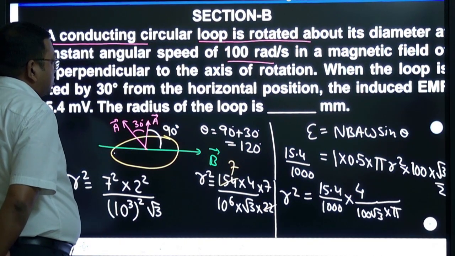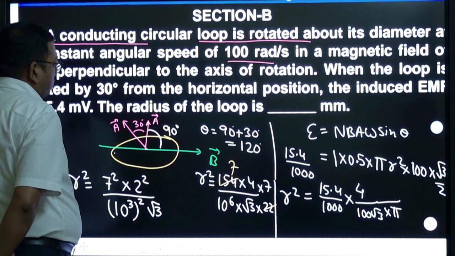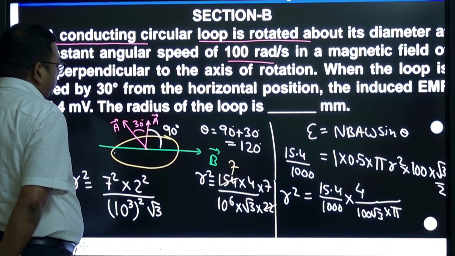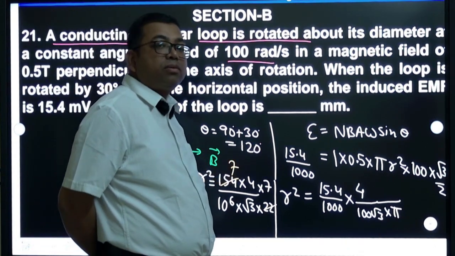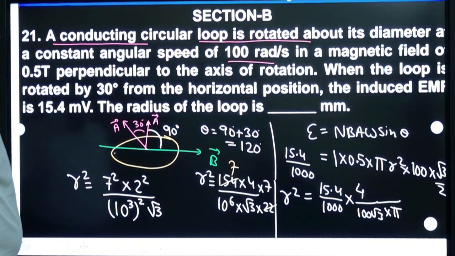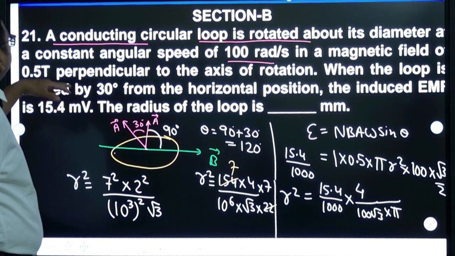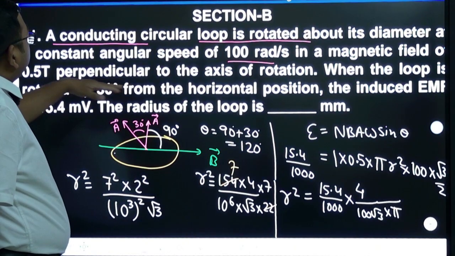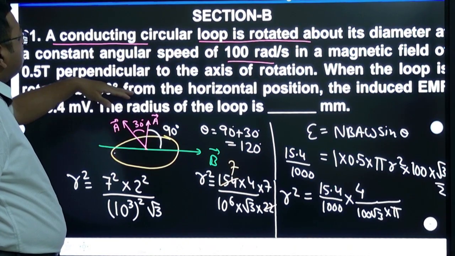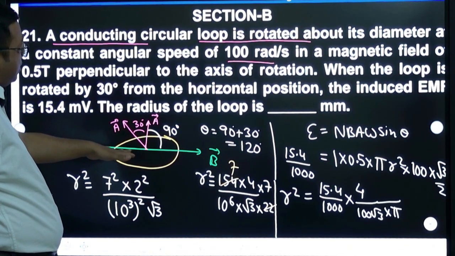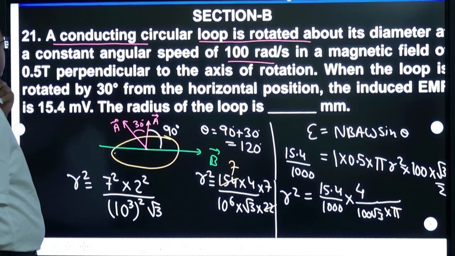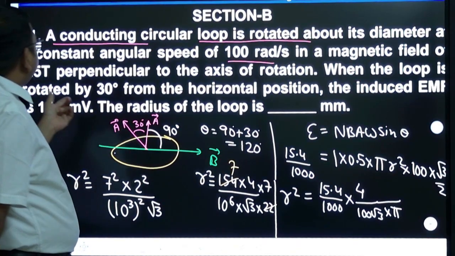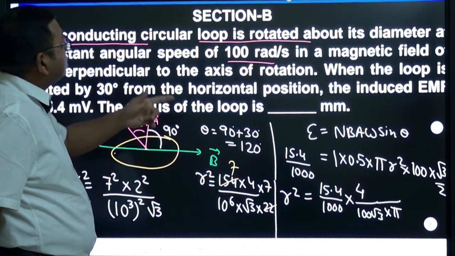Which angle should we take? Should we take 60 degree? Because if you take 60 degree, even sine 60 degree will give root 3 by 2, right? Because they have given here that the angle between them is what? So it is rotated 90 degree. Initially it is given that it is horizontal, right? It's not that the plane is vertical. What they have given, when the loop is rotated by 30 degree from the horizontal position.